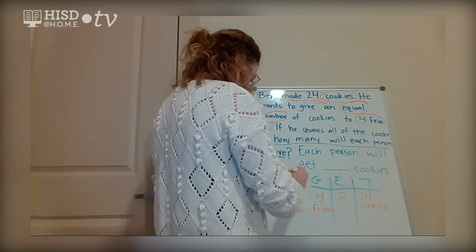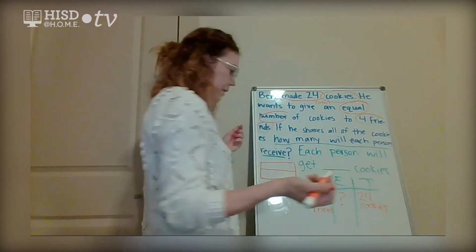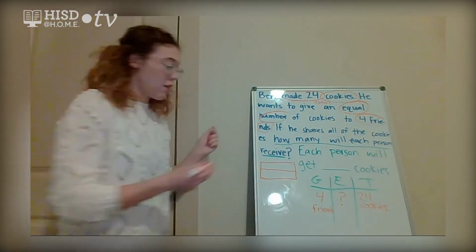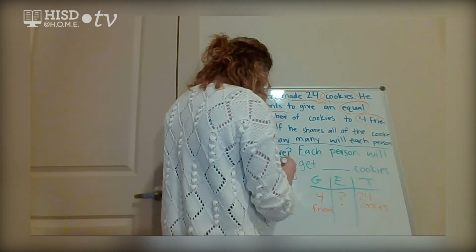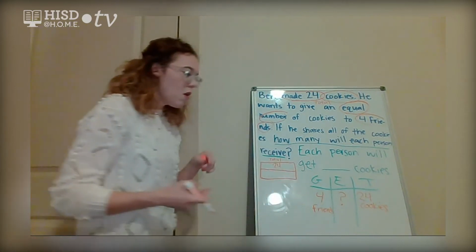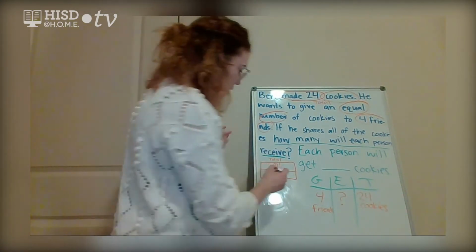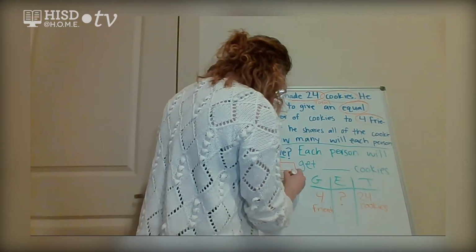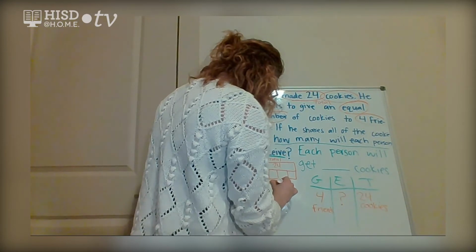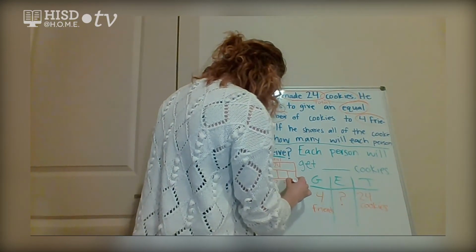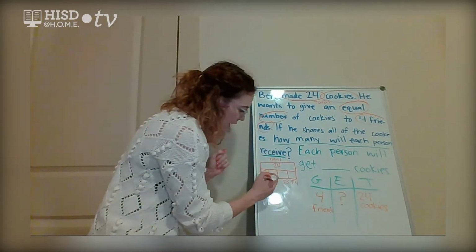With our strip diagrams, we have 2 rows. One will be the total. I'll just make it the top one since I don't have a lot of space up there. The total. The bottom will be the groups and how much are in the groups, right? So I know there's going to be 4 friends. We have friend 1, friend 2, friend 3, and friend 4. But we don't know how much they each get.